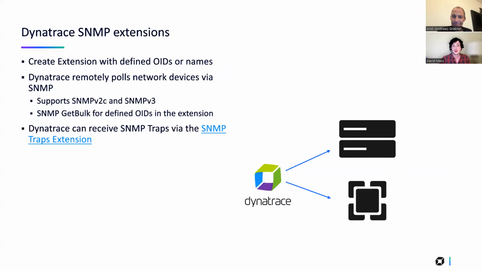So moving into the more Dynatrace realm, the way things work is that we will create an extension using the EF2 framework, where we define the OIDs, or we can also use the names for those OIDs, and the data source will do that translation. We then build and deploy that extension, and then the Dynatrace ActiveGate is what's actually doing the polling.